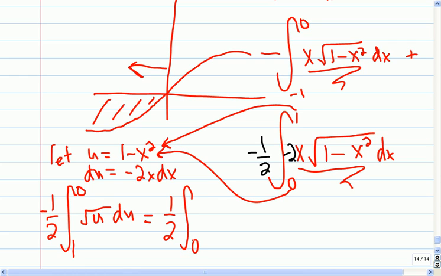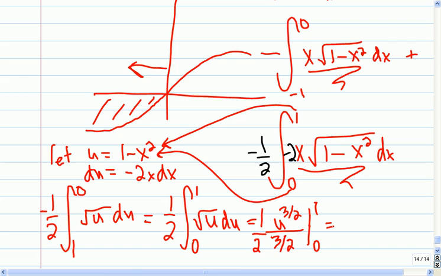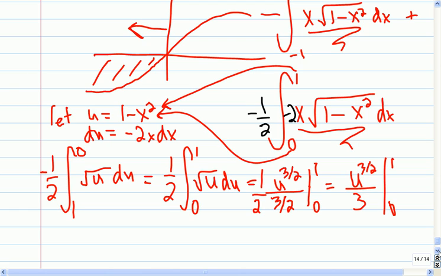So this becomes positive root u du. So that means it's going to be u to the 3/2, if I divide by 3/2, and I have to multiply by this half that's in front. So this is going to be the same thing as if I brought the 2 up. It'll be u to the 3/2 over 3 from 0 to 1. That, at 0, nothing happens, but I get 1/3 minus 0. So I get 1/3 for this area.